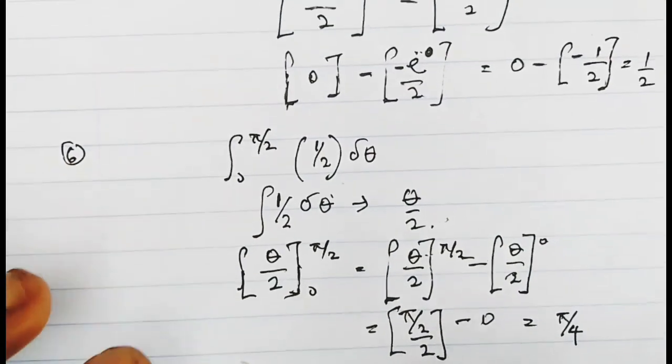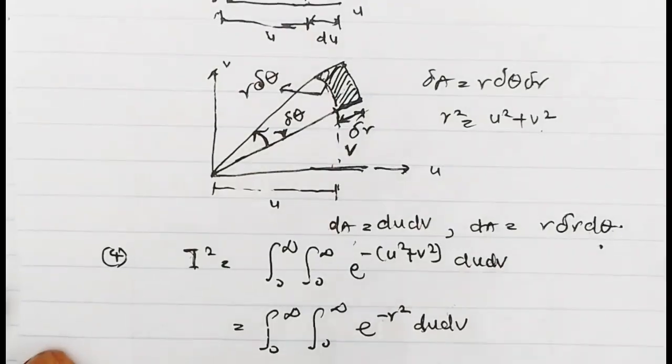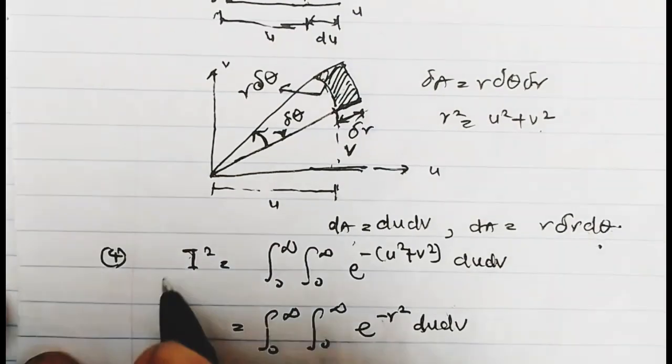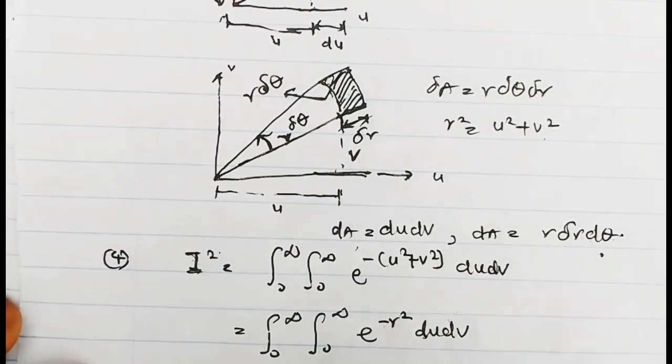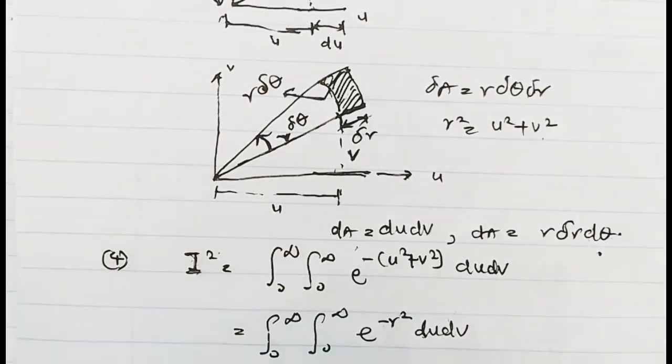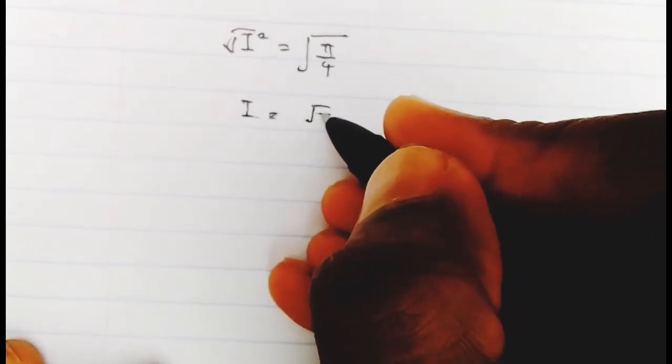So remember what we assumed. When we multiplied the two integrals, we had I square. So all what we have been solving is equal to I square. So our answer is I square equals pi over 4. Taking the square root of both sides, my I is equal to root pi over 2.